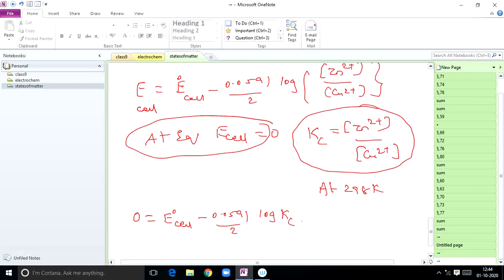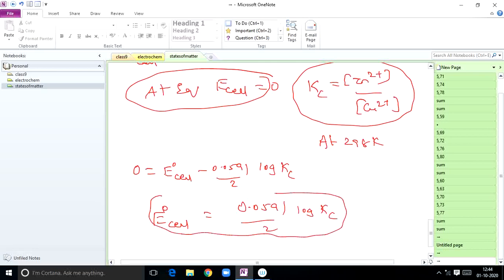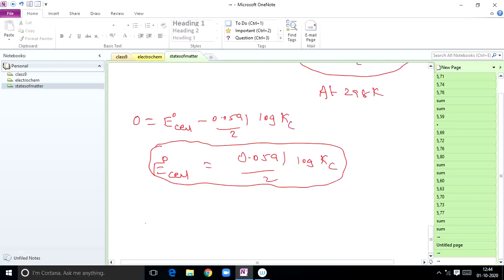What is Kc here? Equilibrium constant in terms of molar concentration. So from this you will get E naught of the cell, standard EMF of the cell, standard electrode potential E naught cell is equal to 0.0591 by 2 into log Kc. Okay. So this is a very important formula for numericals at equilibrium condition. That is the relation between E naught of the cell and log Kc. So Kc values can be calculated by using E naught cell values. Okay students, this is the relation.